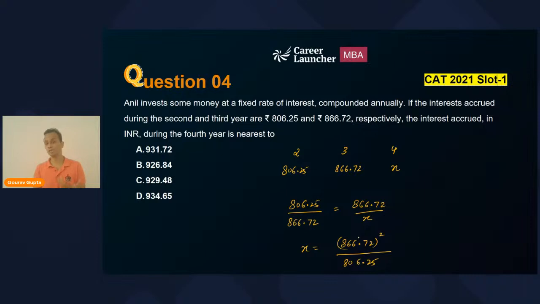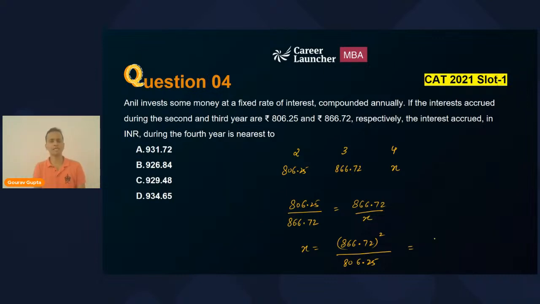Definitely it will be correct to say that the compound interest, the interest of every year, they all are in geometric progression. All right. So the compound interest for every year will be in geometric progression. So now you can do the calculation.